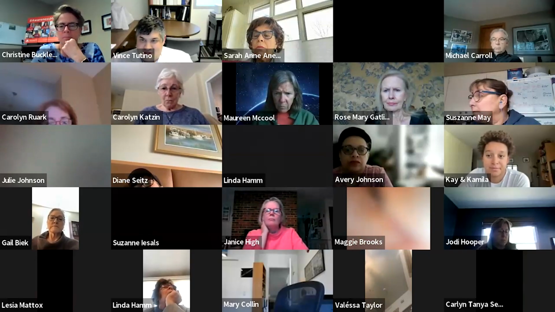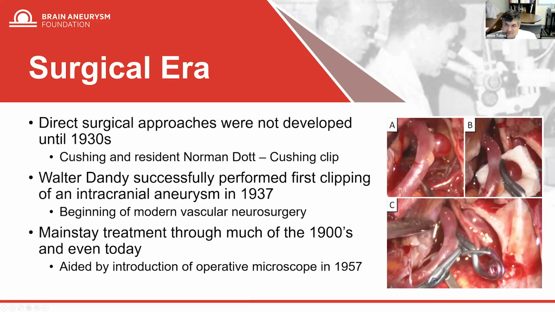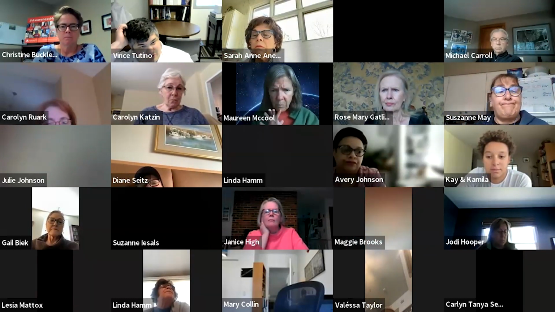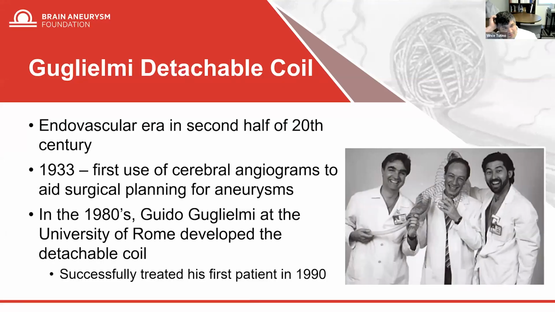And you can see here's just an example of an aneurysm that is then isolated, and a clip is placed around the neck. And you can see here, the clip has been released and is isolating that aneurysm from the flow from the parent artery. In the second half of the 20th century, we basically saw a large boom in what's called endovascular treatments. Around the 30s, cerebral angiograms started to be used to aid in surgical planning.